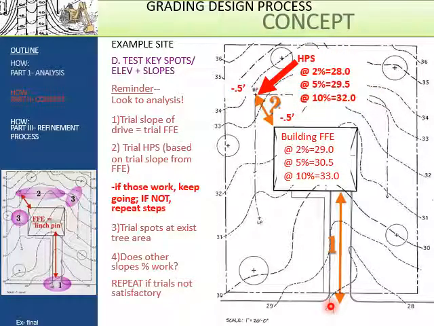So that was actually very simple mathematically. You didn't have to pull out a calculator at all. This is simple addition and subtraction. We're adding to get up the driveway. We're subtracting to get down to the high point of the swale.